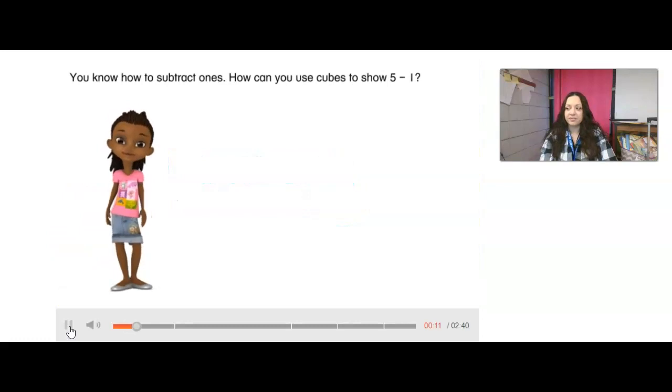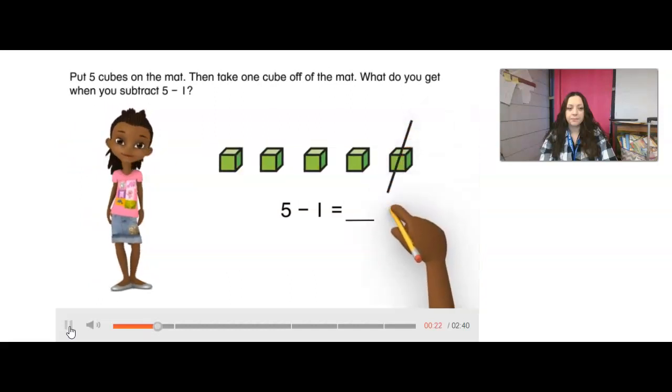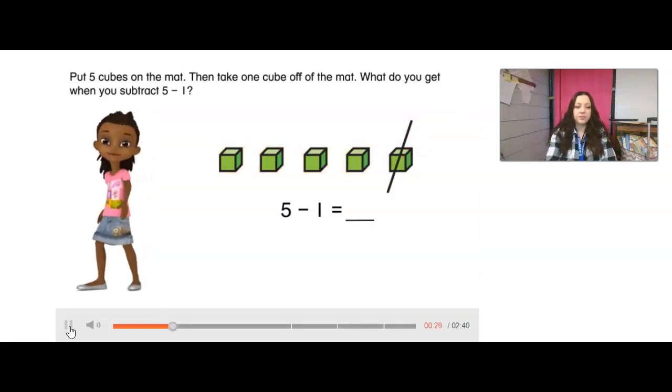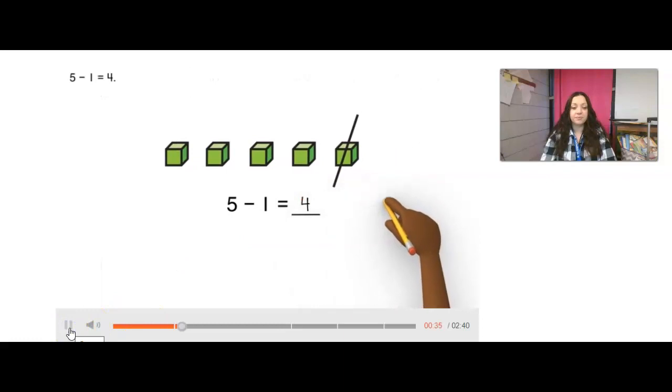You know how to subtract ones. How can you use cubes to show 5 minus 1? Put 5 cubes on the mat. Then take 1 cube off of the mat. What do you get when you subtract 5 minus 1? So what do I have left over if I have 5 and I take away 1? I've got 1, 2, 3, 4. 5 minus 1 equals 4.